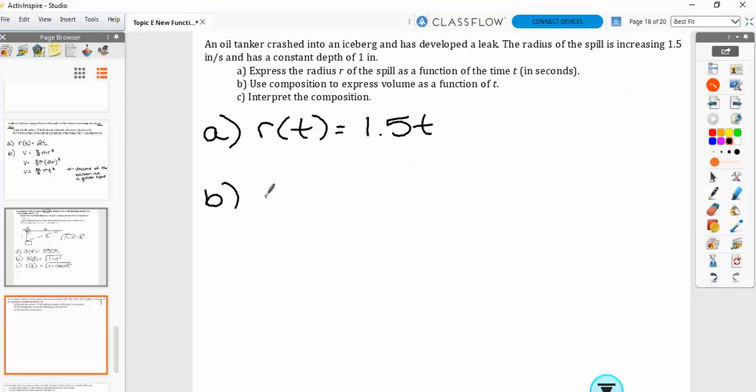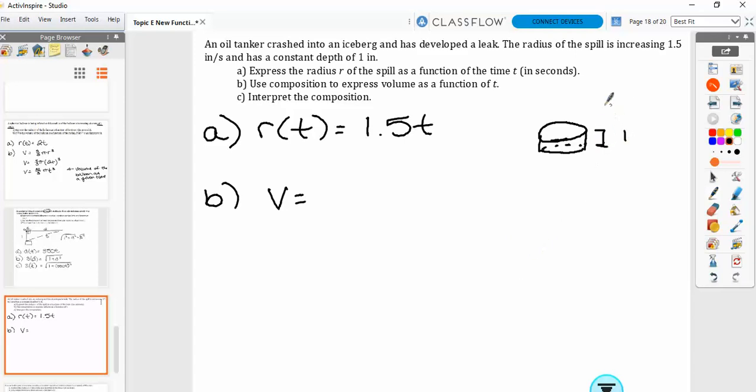So, we want to talk about the volume. If you think about this, it's circular and it has a depth to it. That is not a good picture. It's like a canister here, like a soup can kind of. But we know the depth here is a constant 1 inch. So volume is the area of the base times the height. So the base is a circle.